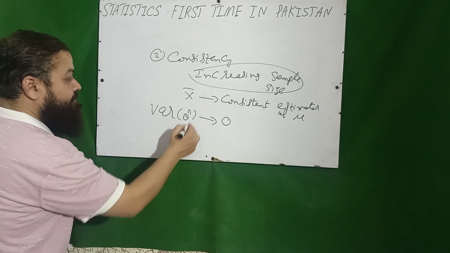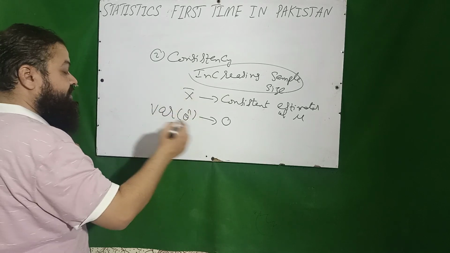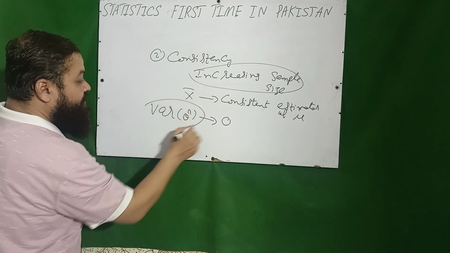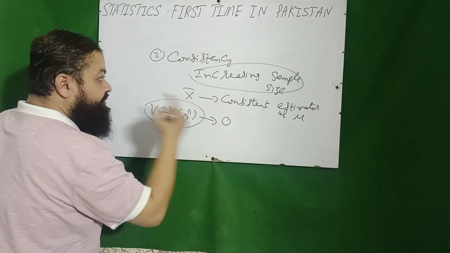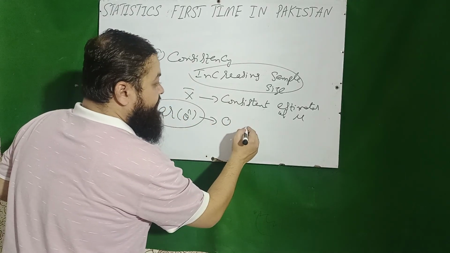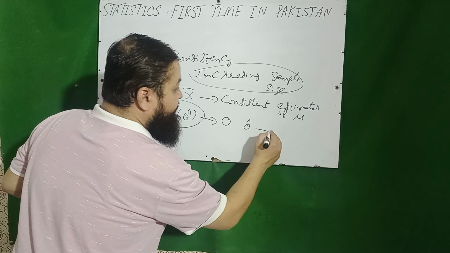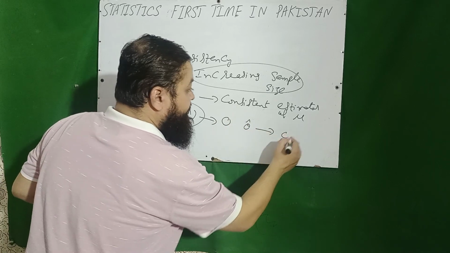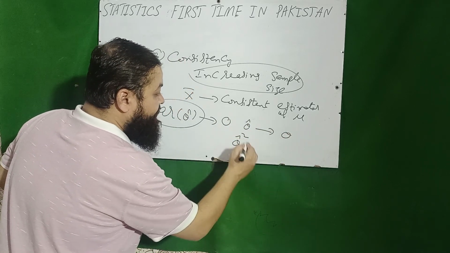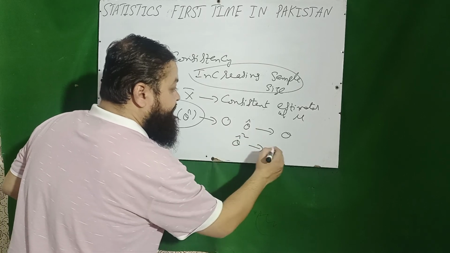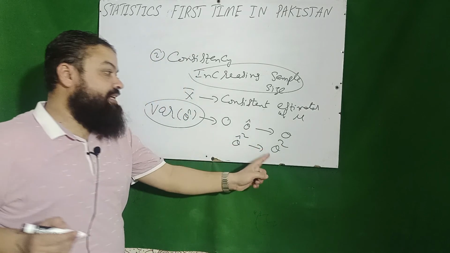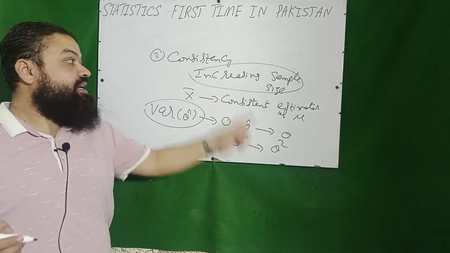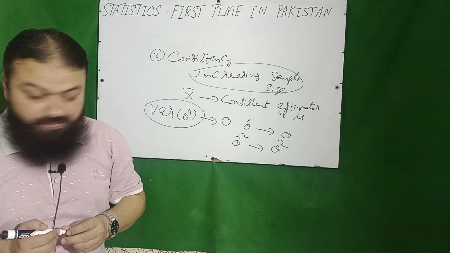For example, theta cap is an estimator of theta. It will be consistent if variance of theta cap will be close to 0. And now I will have to discuss if theta cap is a consistent estimator of theta, then theta cap square will also be the consistent estimator of theta square. Here that property holds, invariant property. In unbiasedness, that does not hold.